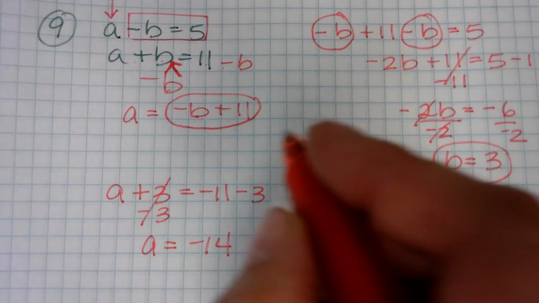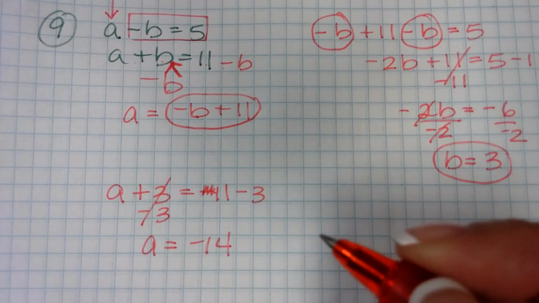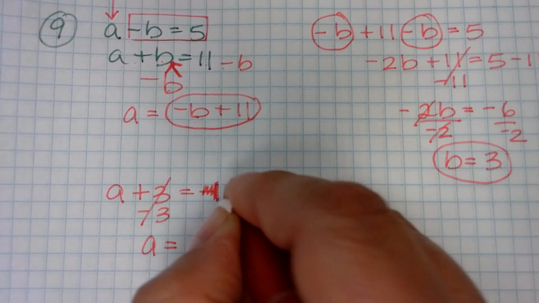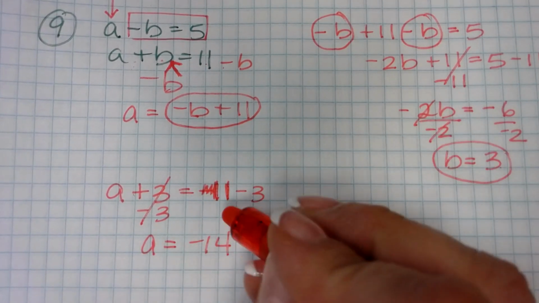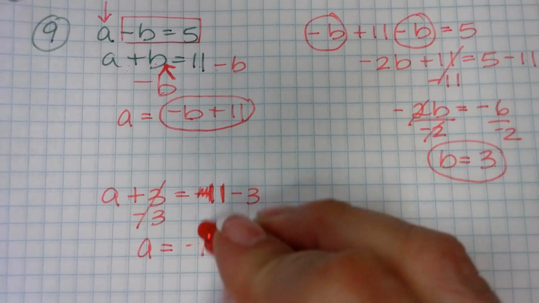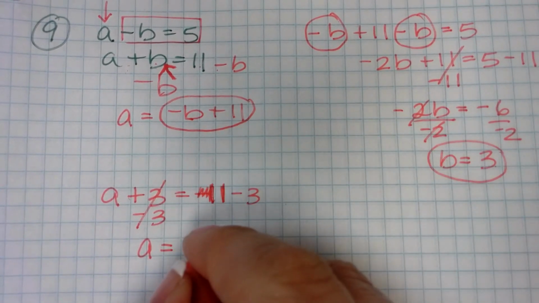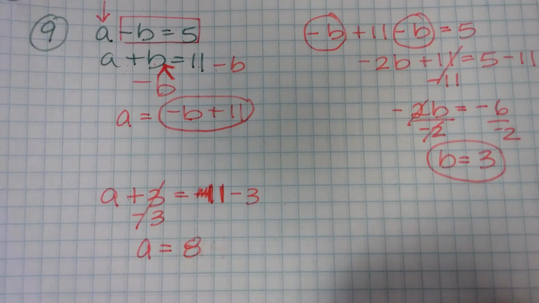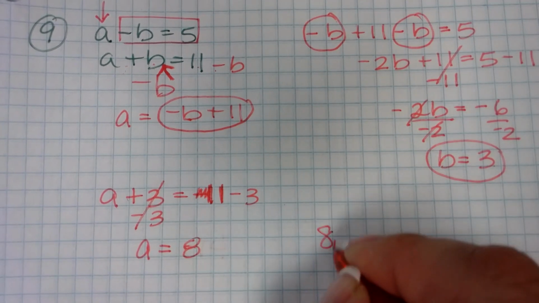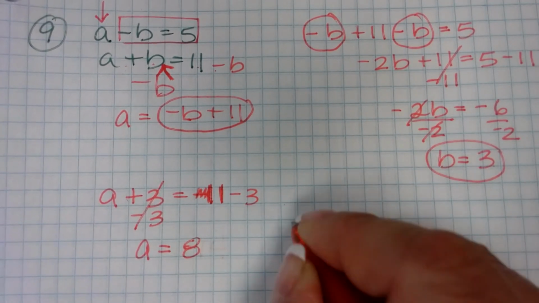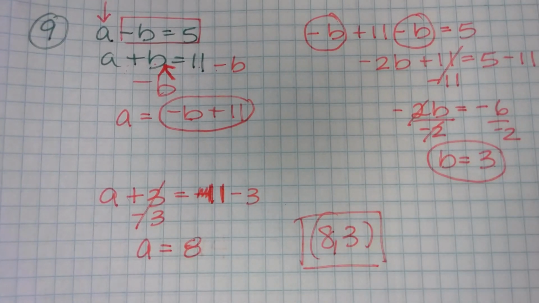Nope, because this is not a negative. All right, so scratch that. That will actually be 11 minus 3, which will give you 8. So your answer here is going to be 8, 3. All right, that is number 9.